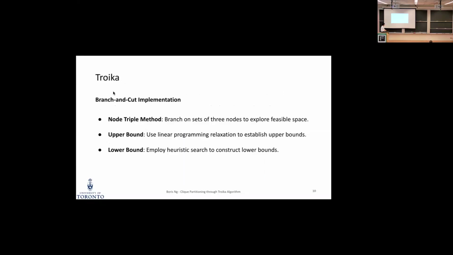We start off by branching on a set of 3 nodes to explore the feasible space based on logical disjunction. The algorithm then uses linear programming relaxation, which is just integer programming without the integer constraint, to establish the upper bounds, and uses the heuristic search, the Combo algorithm I mentioned previously, as the lower bound. This approach helps in efficiently cutting down the feasible space as we go.